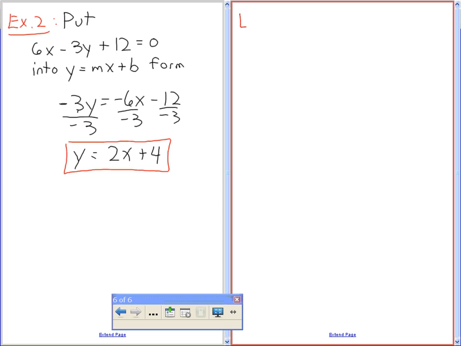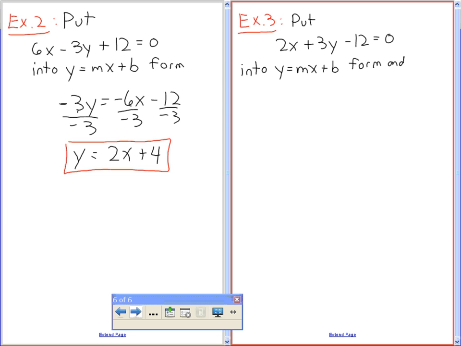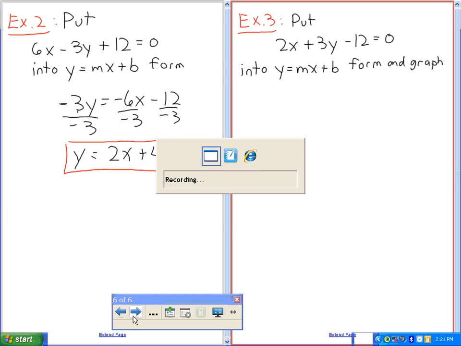Example 3. Put 2x plus 3y minus 12 equals 0 into y equals mx plus b form and graph. So what I want you to do is to try to do the last steps. I'm going to stop this.